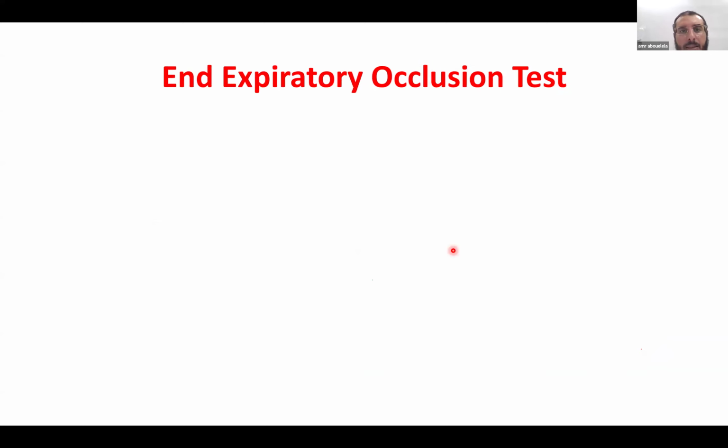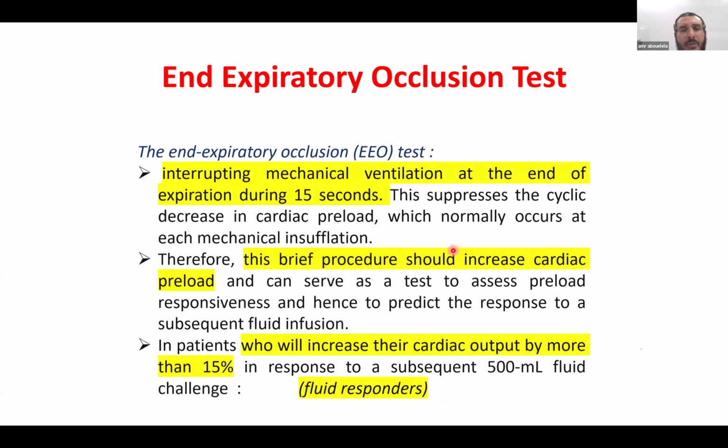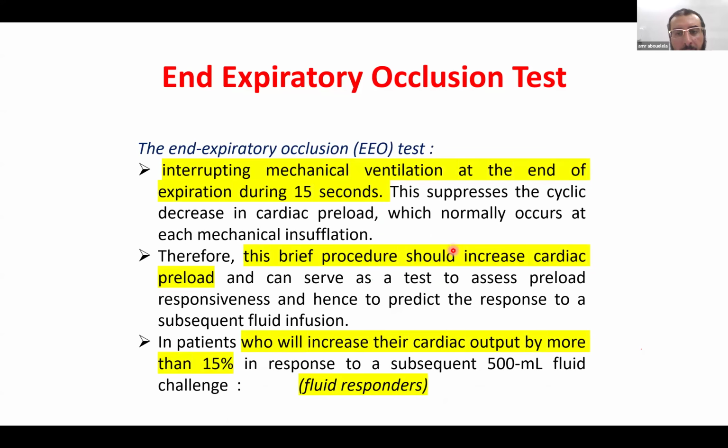The last test is the end expiratory occlusion test. Welcome. The end expiratory occlusion test is also a very simple test. With the patient on the ventilator, we interrupt the mechanical ventilation at the end of expiration for 15 seconds, just by pushing the expiratory pause button at the end of expiration, for 15 seconds. This brief procedure is supposed to increase the cardiac preload and the cardiac output.